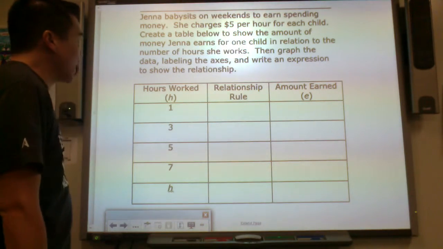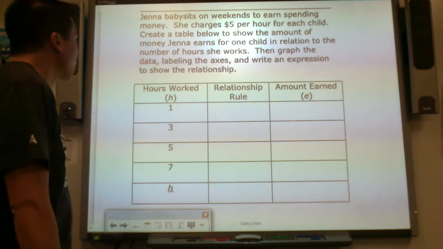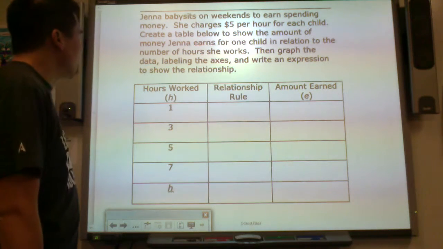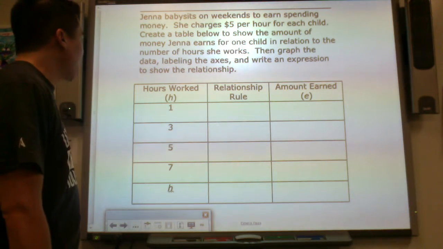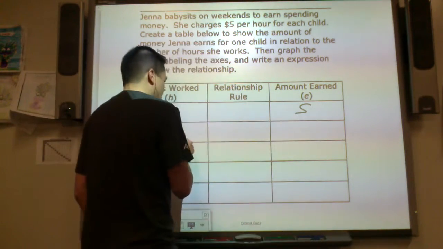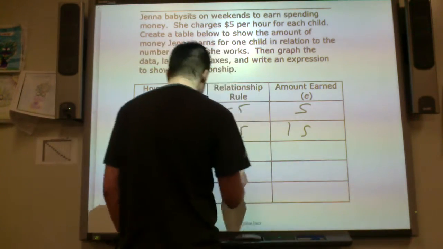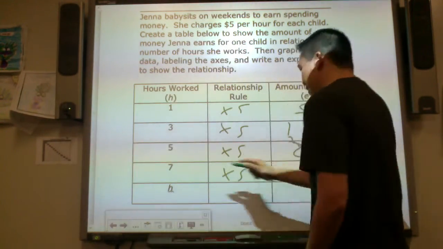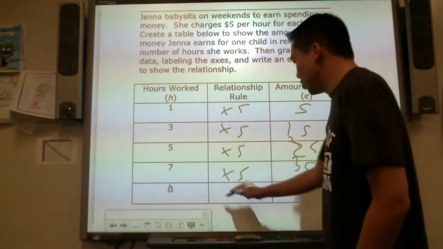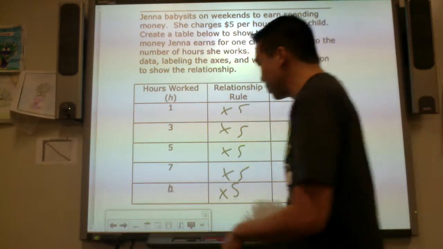And a last example. Jenna babysits on weekends to earn spending money. She charges $5 per hour for each child. That's very cheap. Create a table below to show the amount of money Jenna earns for one child in relation to the number of hours she works. Then graph the data. So 1 hour, she makes $5. 3 hours, she makes 15. The relationship rule is times 5, which was $25. Seven hours of work, that's $35. So we're multiplying the number of hours times 5.